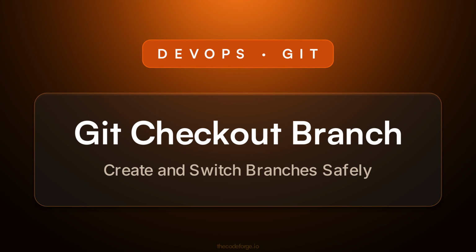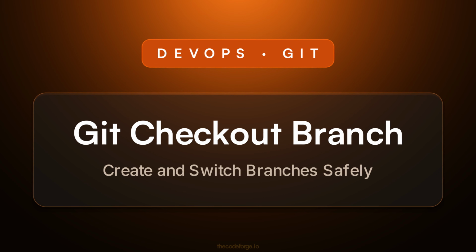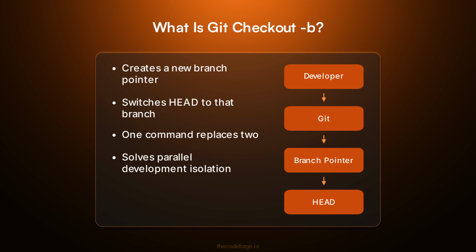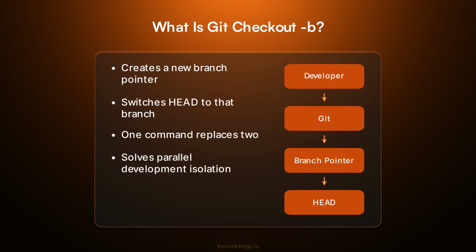Welcome. Today we're diving into git checkout -b, the command that creates a new branch and switches to it in one step. It's the foundation of parallel development in Git, and getting it wrong can cost you a production outage. git checkout -b creates a new branch and switches to it in a single command. Instead of running git branch then git checkout, you get both done at once.